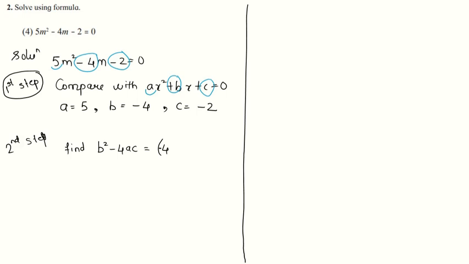Square, b square minus 4, a is 5 into c is minus 2, is equal to 4 4s are 16. Minus 4 into minus 4 is 16. Minus 4 into 5 is 20 into minus 2 is equal to 16. This minus into minus will give us plus, 20 into 2 will give us 40, is equal to 40 plus 16 is 56. So we got b square minus 4ac as 56.